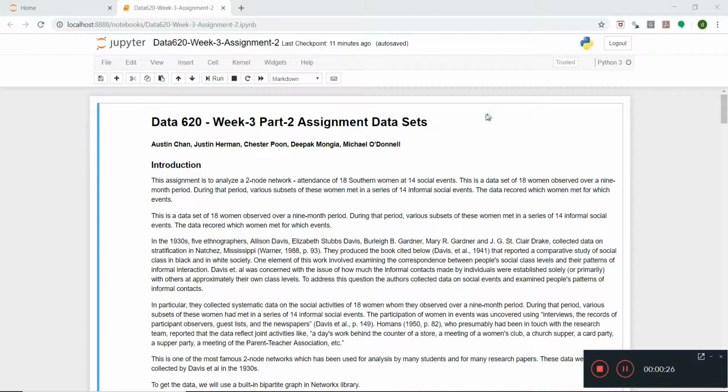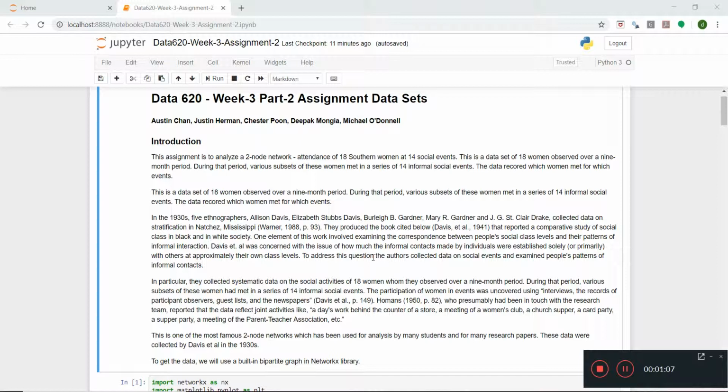This time we are analyzing a network of 18 Southern women at 14 social events. In the 1930s, this data was collected, wherein 18 women were observed over a 9-month period, along with the 14 informal social events they went to, and all the data was put into a data set, which is what we are going to analyze today.